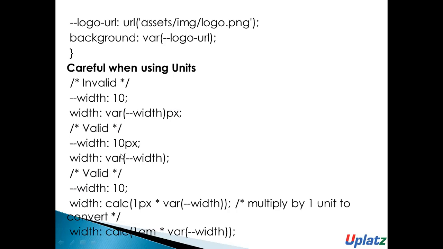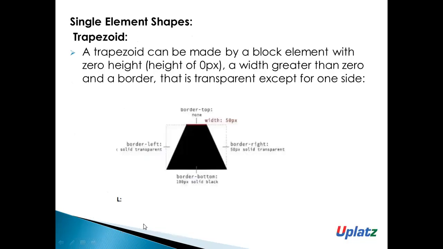If you are using the var function, there is no need of putting a unit, right? Because already you are using something. So there is no need of putting units when using the var function. The same thing for the calc function. So this is valid. You can multiply by one unit to convert like this: calc 1em times var of width. So like this you can use. So these are valid.